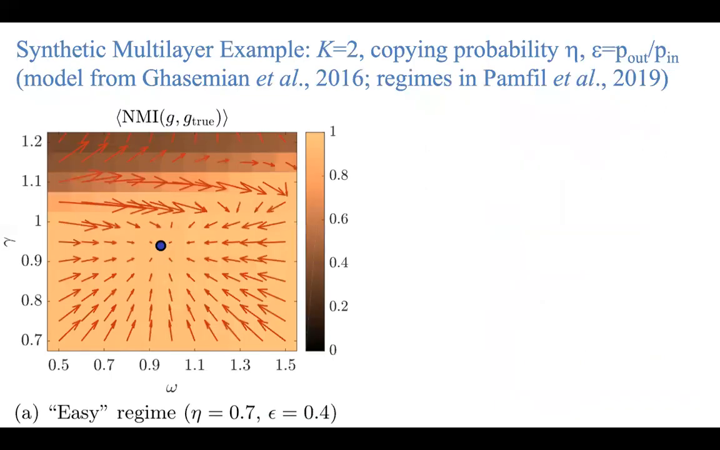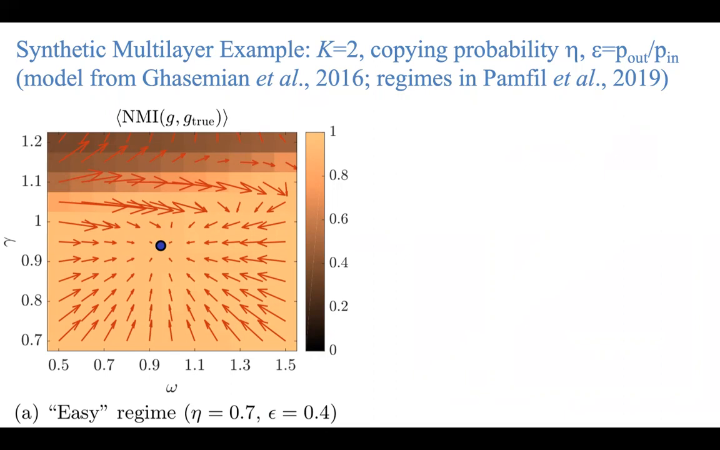Now, that was, of course, the simplest case, and things get much more complicated, particularly if you go to the multi-layer case. Pamphil et al. really nicely studied this in detail in their paper by considering a synthetic multi-layer example defined as two blocks with an interlayer copying probability and different in and out community connection probabilities. So this is one of the figures from their paper, which they denote as being an easy case. So an easy regime where they're setting the values of the copying probability and the eta and the ratio of out to in connection probabilities, epsilon here.